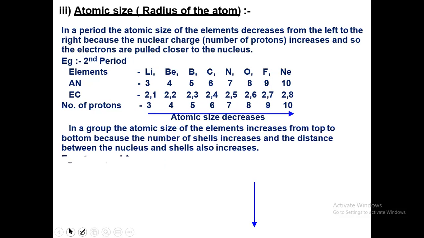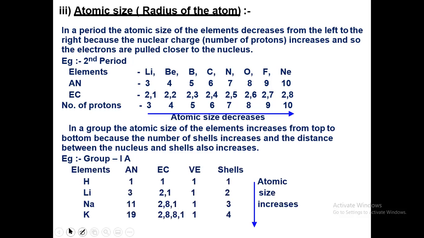Now, in the case of groups, the atomic size of elements increases from top to bottom because the number of shells increases and the distance between the nucleus and the outer shell also increases. So, atomic size will increase. Why? Because the number of shells is also increasing.